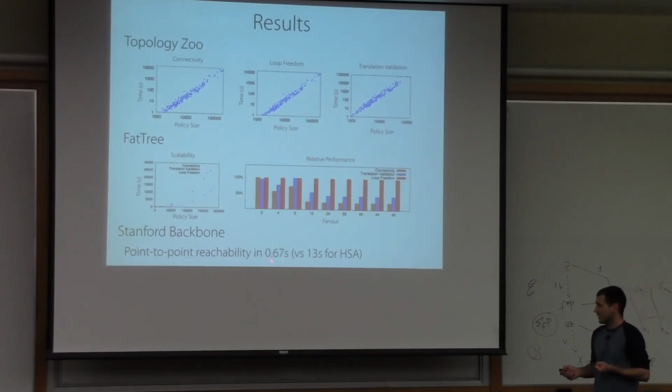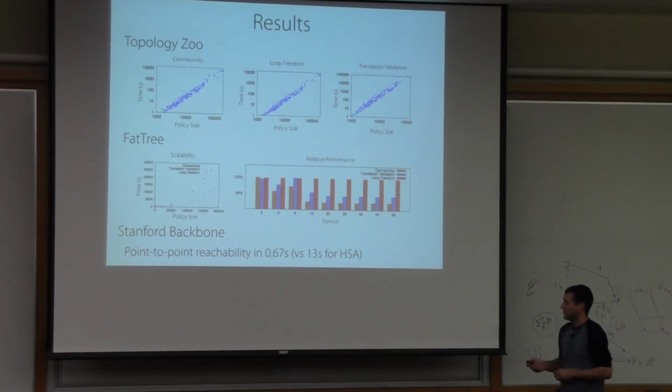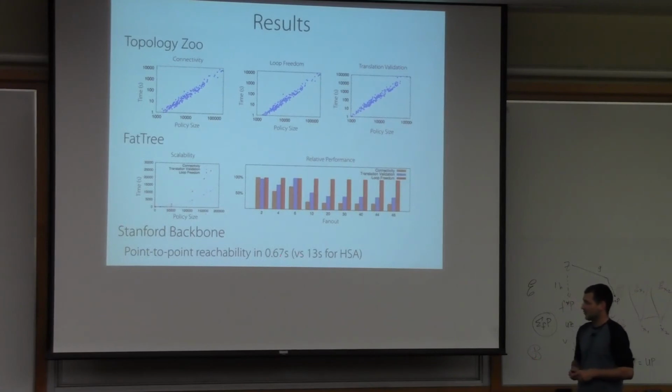The other thing we were quite pleased by is we were able to get verification of point-to-point reachability down to well under a second for the production configuration that's used in Stanford's backbone. And at the time, it was about an order of magnitude faster than the numbers that have been published for a competing tool. Since then, they've tuned their performance so they're in the same ballpark as us.